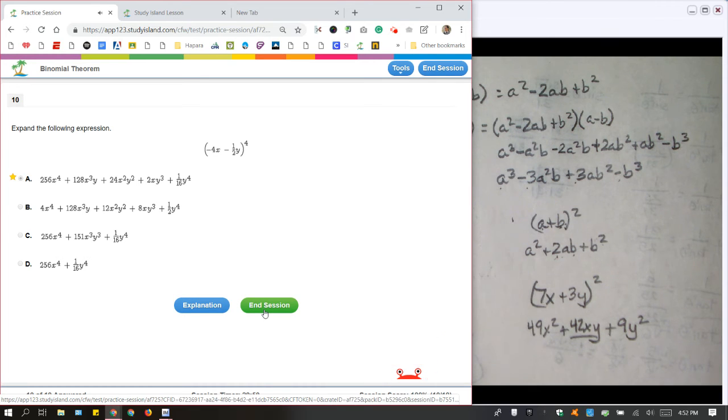Right, now there were no questions in that particular session that asked you to find a specific term. So I'm going to pause this. I'm going to search for one of those questions and I'll come back and I'll show you.